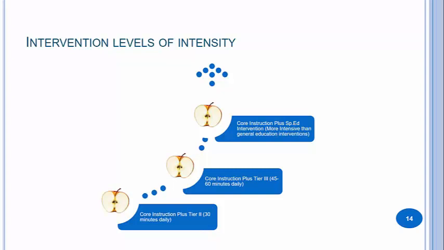And then at our top intensity are those students for whom Tier 2 and Tier 3 didn't work, or who demonstrated that intensity need right from the beginning, and that is special education intervention. In our state, we've worked really hard to redefine what special ed intervention is and what it is not, and how we want people to view special education, and that is as the most intensive intervention in the continuum of services. So really, it's about finding out what level of intensity a student needs in order to be successful.